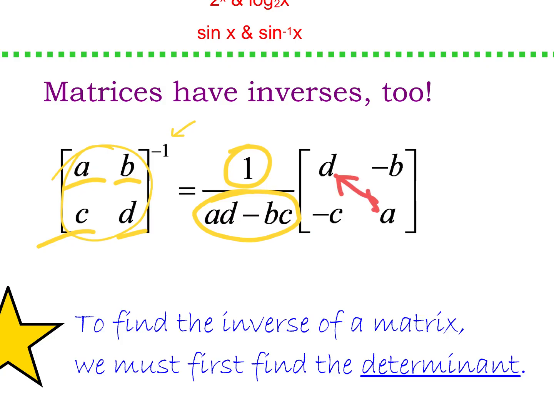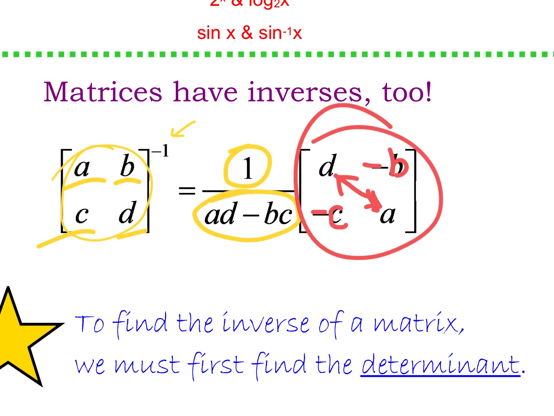You know how A and D used to be in the opposite spots? And this B and this C stayed in the same spot, but they became the opposite. So I like to call this part flip-flop, op-op. Flip-flop, the upper left and the lower right. These two get flip-flopped, and these two just become the opposite of what they were.